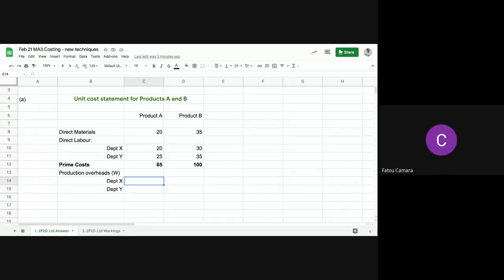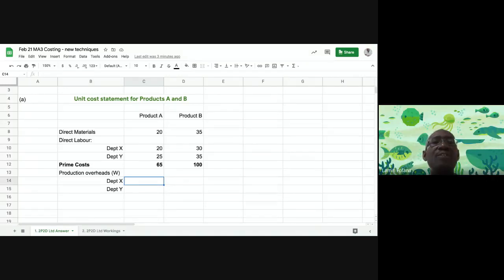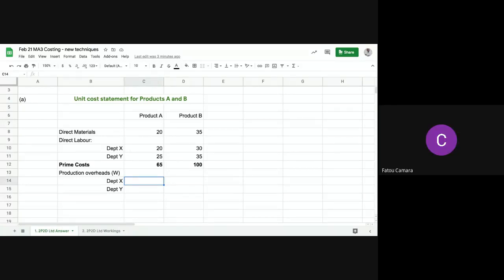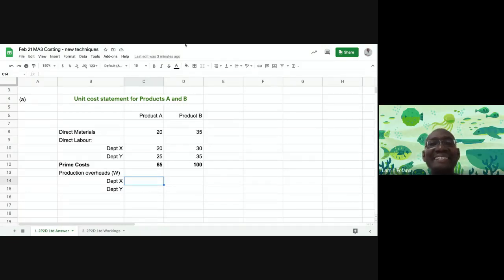Yes, we are. Okay, Fatu, can you tell me the formula I should put here on the C14 to absorb for product A in department X? What formula should I put here? Mr. Papa, I don't know. Equals to. I like that. You don't know. Thank you for not knowing that. Yeah, equals to. Okay, Karamo is going to lead us.